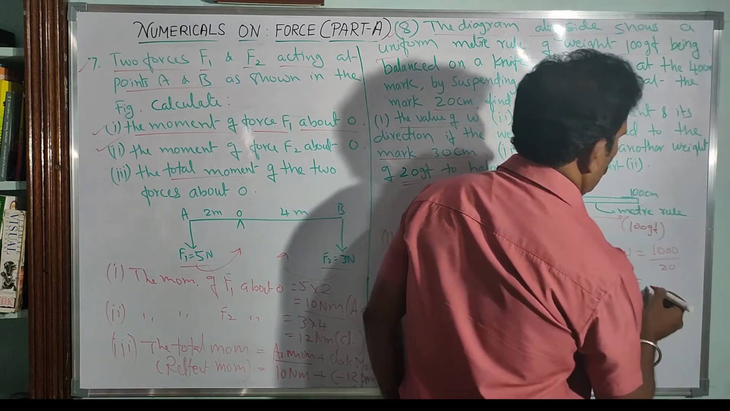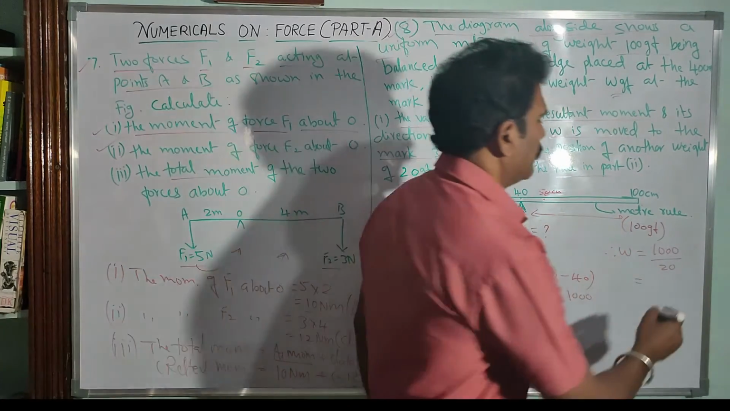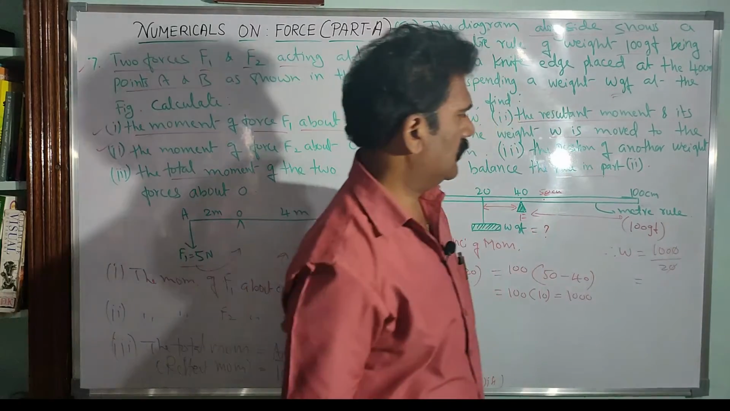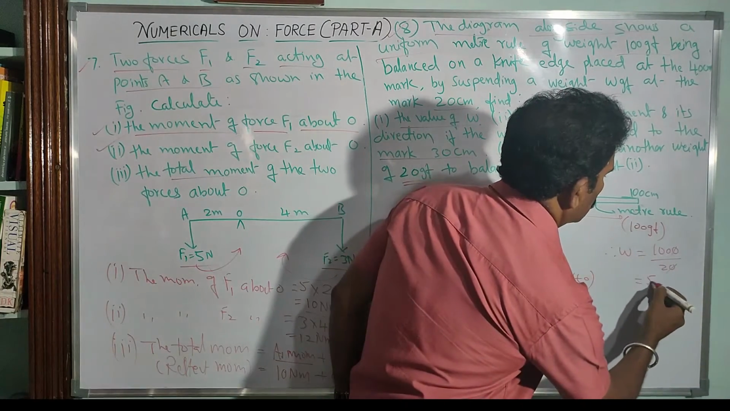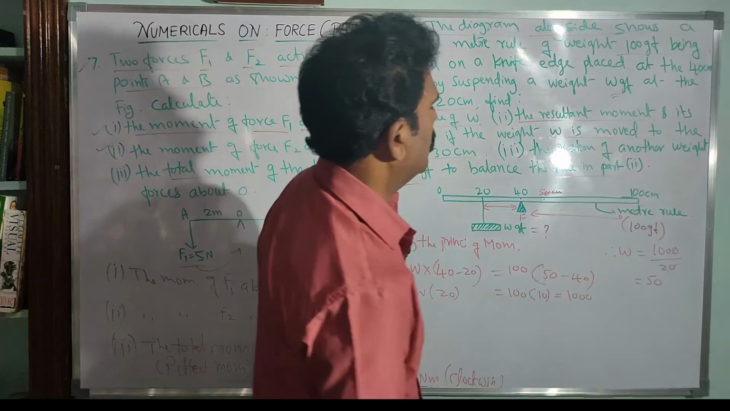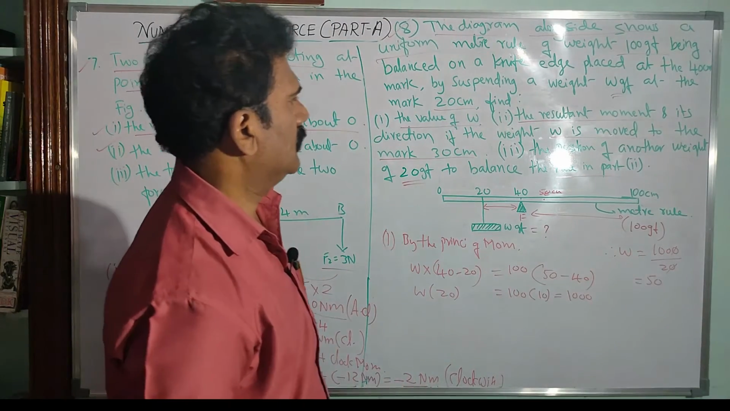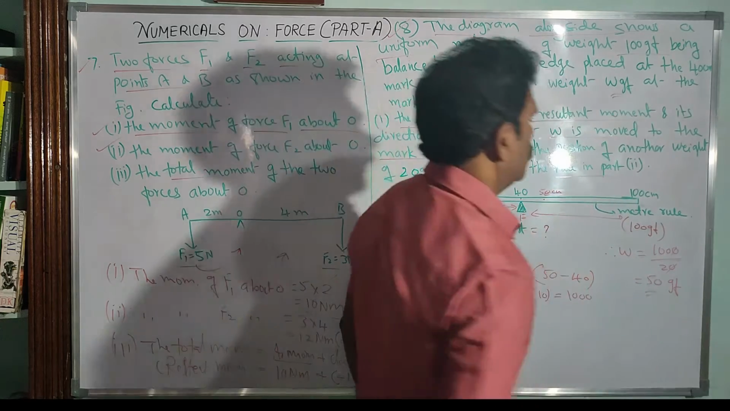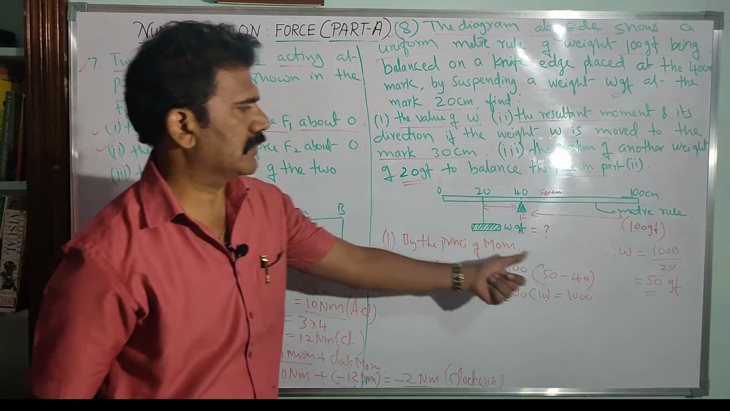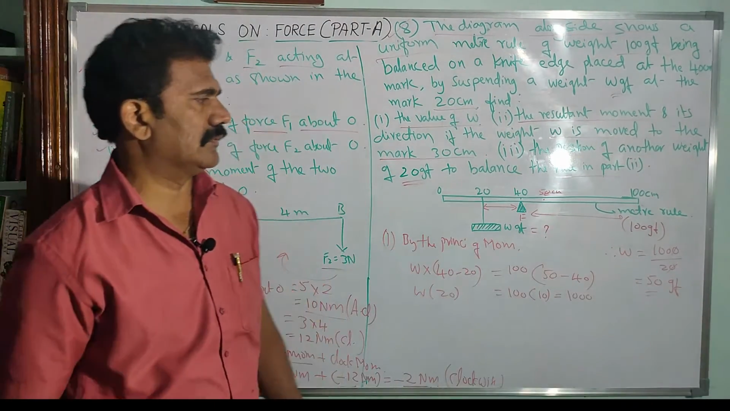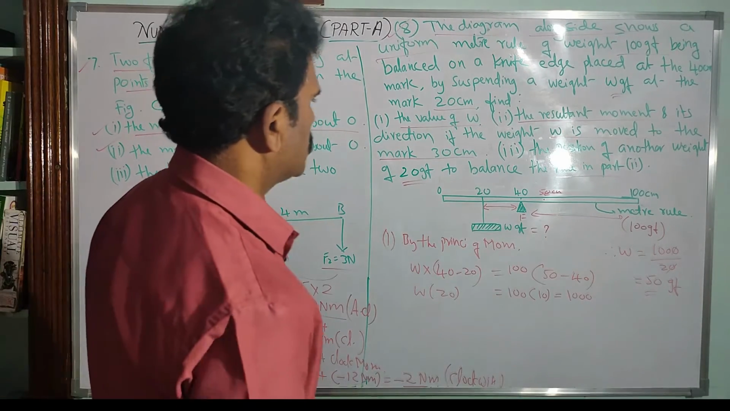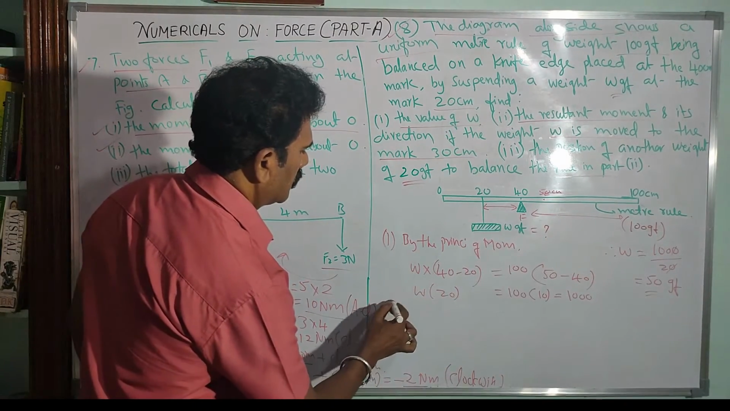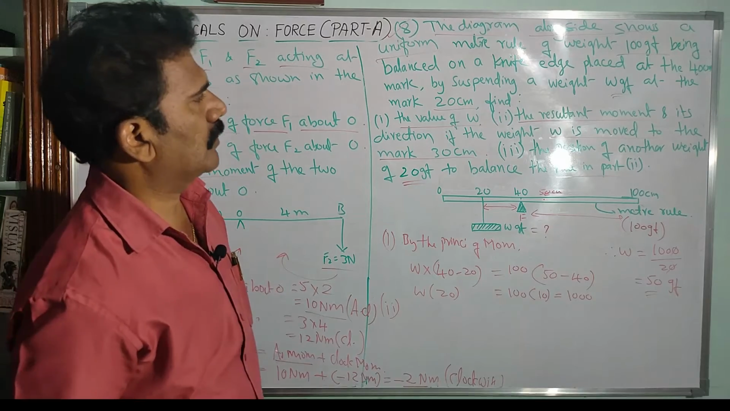1000 by 20, calculate it, 100 by 2 is equal to 50. Okay, W is equal to 50. So you have to apply the unit 50 GF here. This weight must be equal to how much? 50 GF. Okay, first part is over. Then take the second part of the problem.